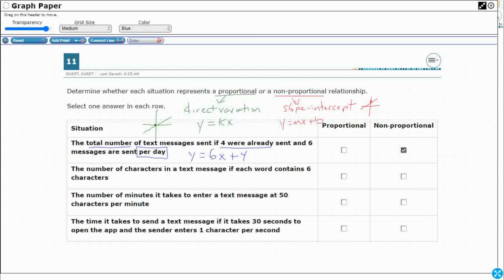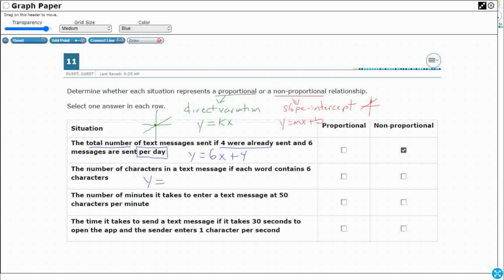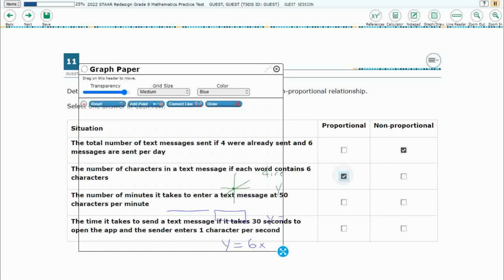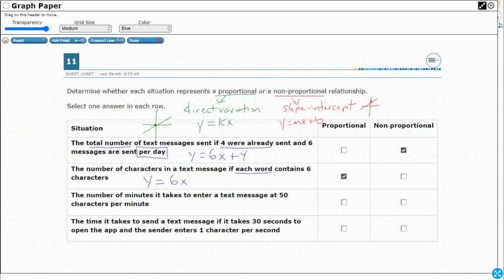All right, let's see the second row here. The number of characters in a text message, that's going to be y equals, if each word contains 6 characters. Okay, so each word. So there's your rate. So 6 characters, number of characters is going to be x, but there's nothing extra there. So y equals 6x, that looks like a direct variation. So we're going to get proportional. All right, so there's nothing extra there like that 4 were already sent.